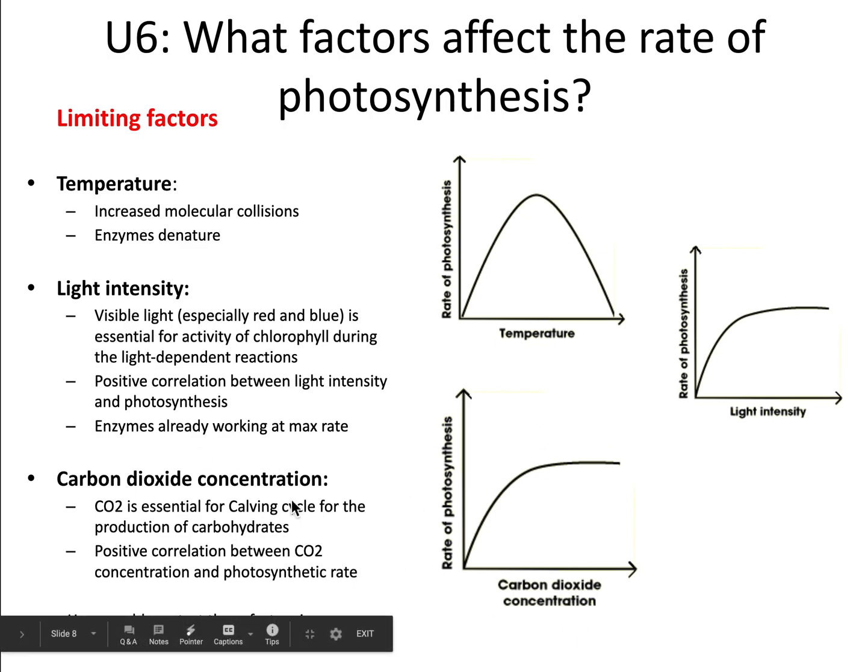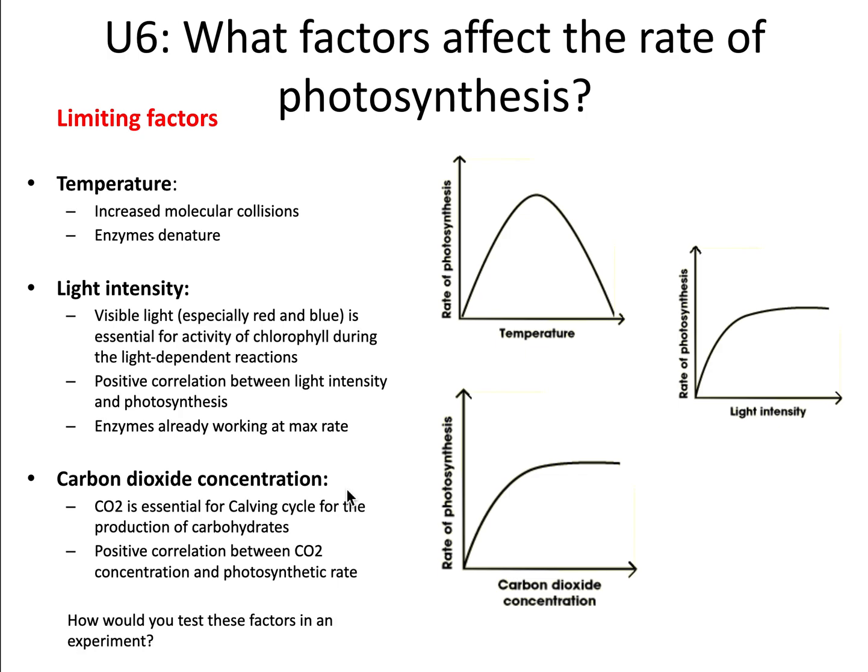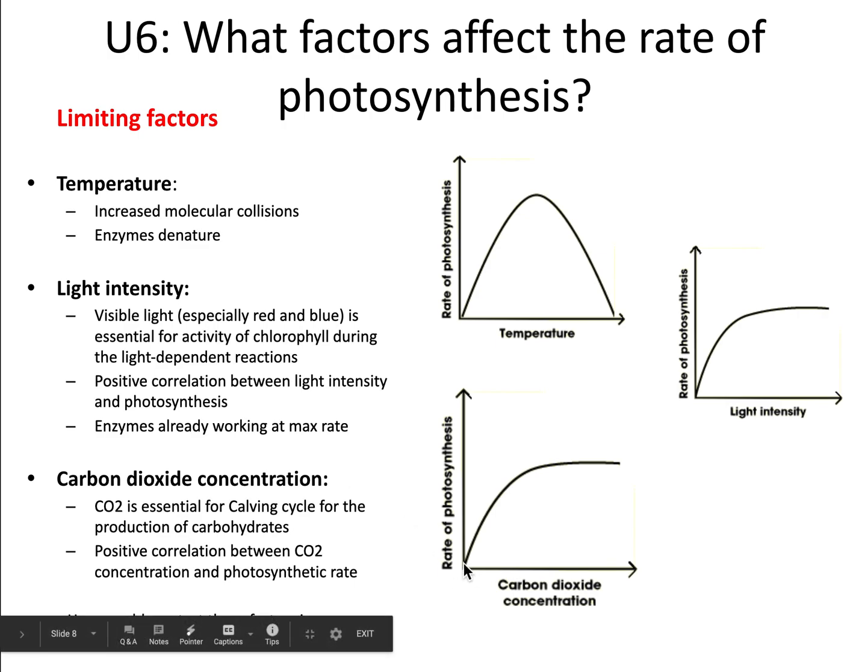This is showing carbon dioxide concentrations. Carbon dioxide is essential in order for the light-independent reaction, or the Calvin cycle, to happen and produce those sugars. You can see a positive correlation here as well. As there is an increase in carbon dioxide concentration, the rate of photosynthesis increases until it eventually plateaus.